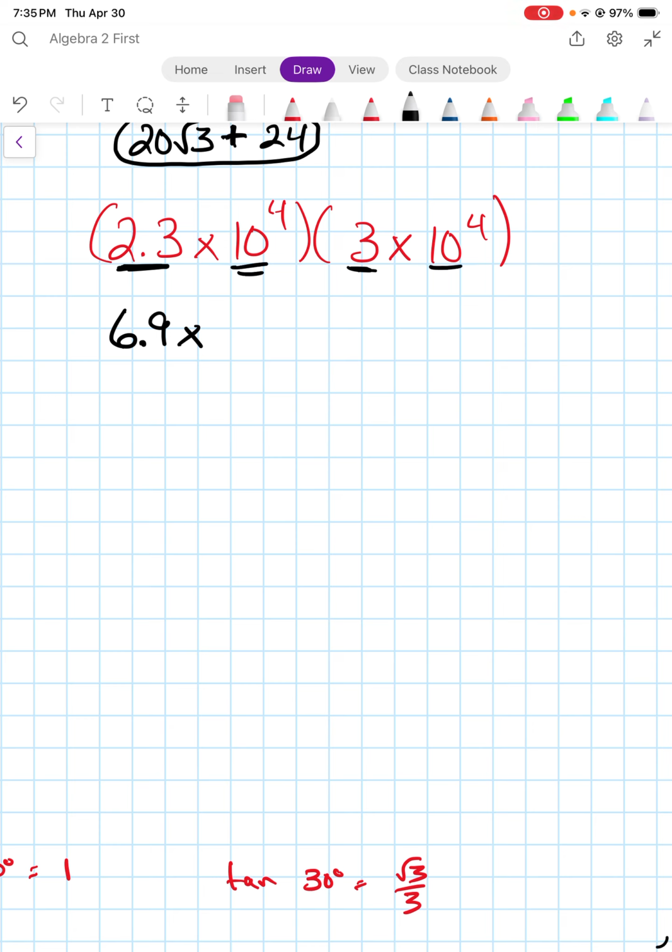Now, if we were adding these, they would be like terms, and we would just combine and get 10 to the fourth. However, since we're multiplying, we multiplied this times this, and we're going to multiply this times this. So that's actually 10 to the eighth, according to rules of exponents.